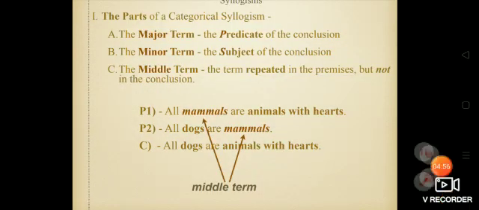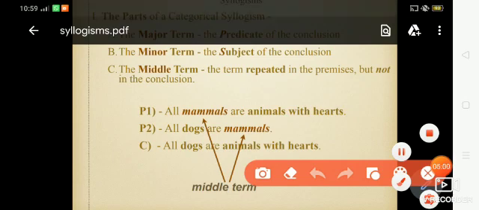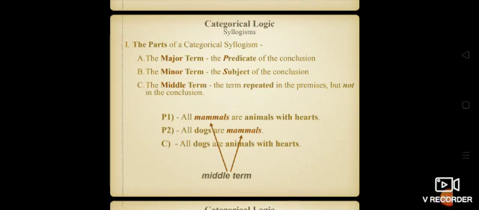Since this rule is very important, I am going to explain the same thing again. These are the parts of the syllogism. Again you can see A, the major term, the predicate of the conclusion. What is the predicate in the conclusion? The predicate is animals with hearts.